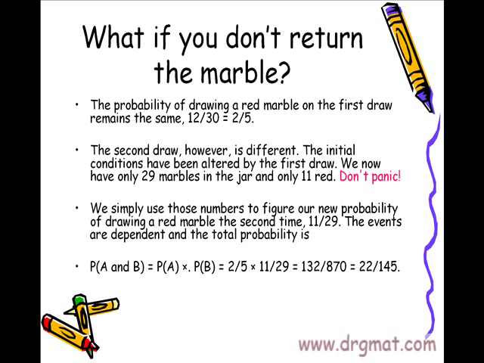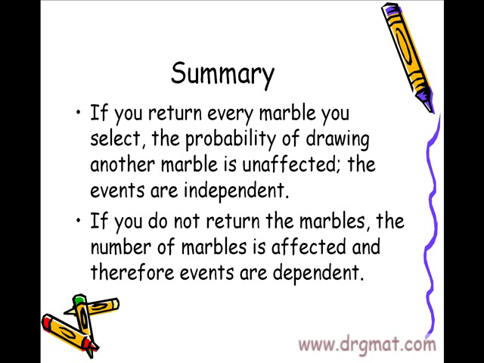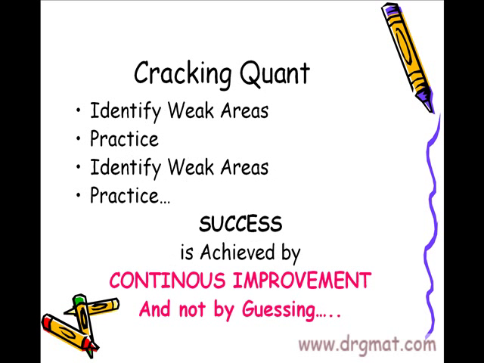So the probability of the second one becomes 11/29. Now, using the formula that we have, where probability of A multiplied by probability of B given A would be 2/5 multiplied by 11/29, and your answer is 22/145. Again, to make it clear, if you return every marble, the probability of drawing another marble is unaffected. If you do not return the marble, then you're affecting the probability, and then you would use the formula that we just used, and it's a dependent event.